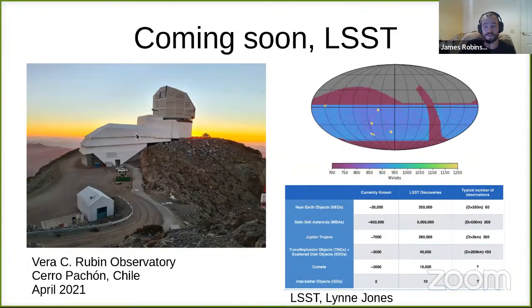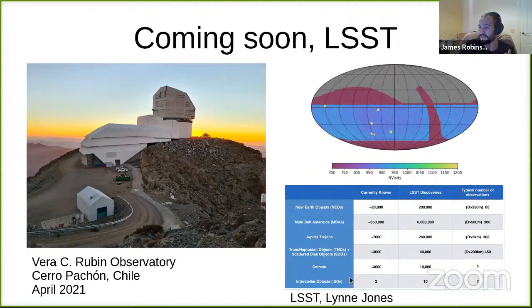But the great thing about LSST is that it's a much bigger telescope. It'll be able to observe much fainter objects than ATLAS. As a result, it will discover a huge number of new asteroids, going down into smaller sizes than we've ever been able to explore before.